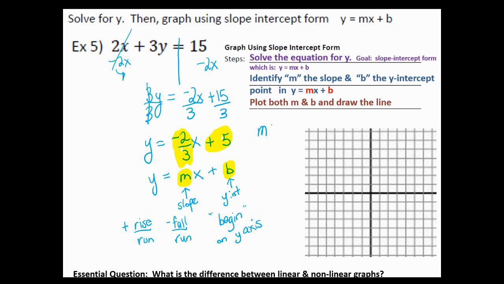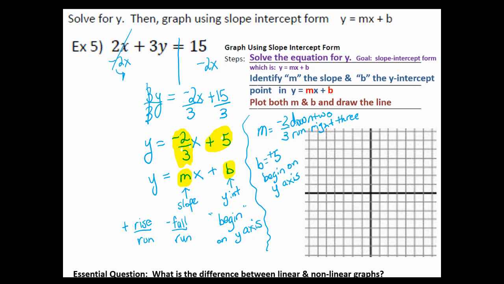So your m is negative 2/3, so we're going to go down 2, and we're going to run right 3. Your b is equal to a positive 5. Positive 5. So this is where you begin on the y-axis. And now if you need to get your notes caught up before we actually graph this, then I would just hit pause for a minute.